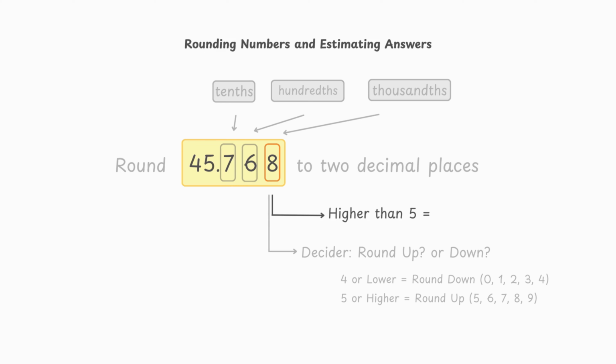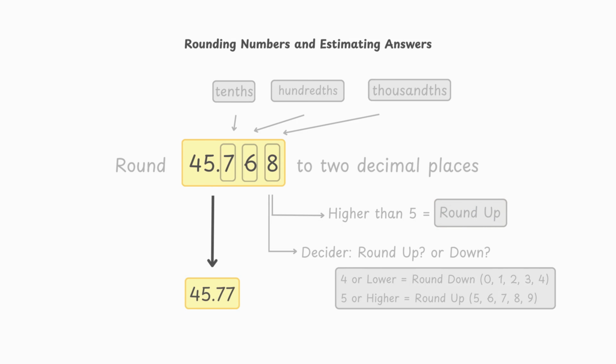Because 8 is greater than 5, we round up. That means the hundredths digit increases by 1. So the 6 becomes 7 and the digits after it are removed. The final rounded answer is 45.77.